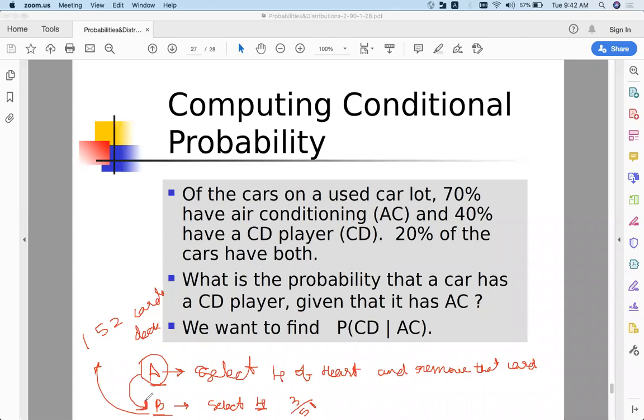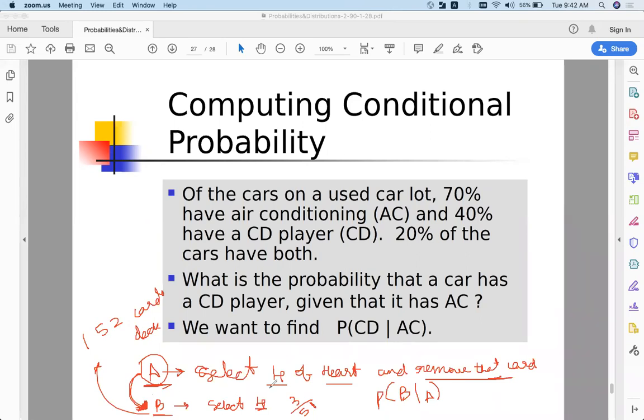Now, when such events occur, the way you define that is probability of B given that A has occurred. So P of B by A, because A has already occurred. When I selected a 4 of hearts and I remove that card, what is the probability? So this A has some effect on B, right? So this is where your conditional probability will come into the picture.